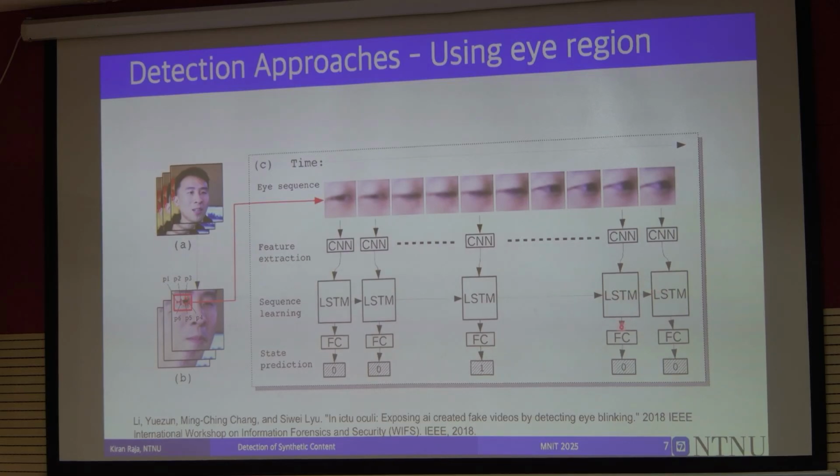Okay, so now I've given you one family where I'm generating the content using generative methods, but detecting it using discriminative methods.